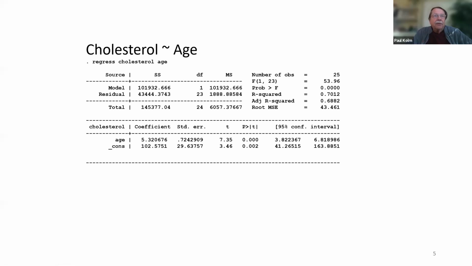So if we haven't centered age, then this means that the cholesterol value is 102 when age is equal to 0, but that's not terribly meaningful here. And then the age coefficient, 5.3, means that for every unit increase in age, cholesterol increases by 5.3 units.